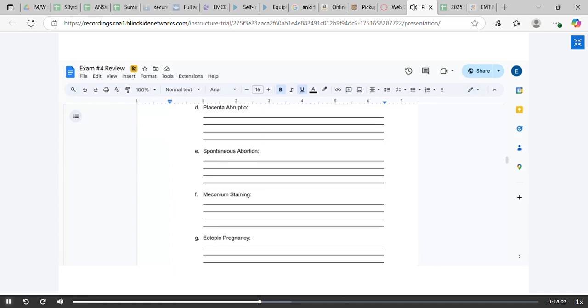A spontaneous abortion, that's the miscarriage. Okay. And this is a loss of pregnancy prior to 20 weeks of gestation. Something happens. A lot of times we don't know why, but something happens and the body aborts the fetus. So it's a spontaneous abortion.